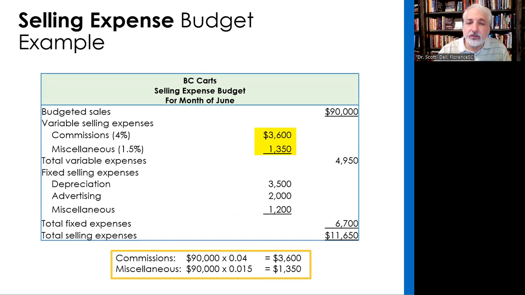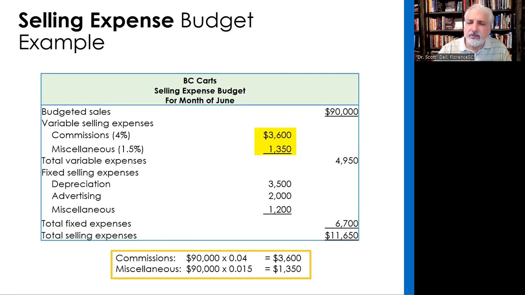Our selling expenses, in addition to the materials that we have to buy that are resold, we pay commissions, and then we have a cushion, a miscellaneous cushion. And we also include our fixed selling expenses here, depreciation on equipment, building, and whatever other tools we have.